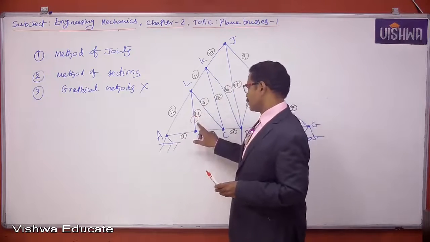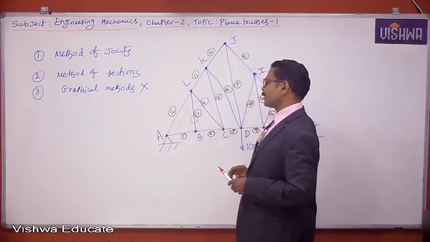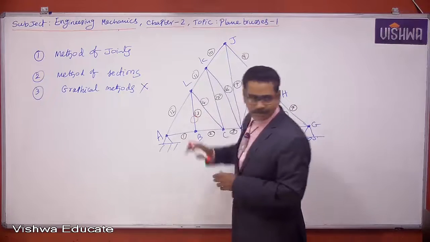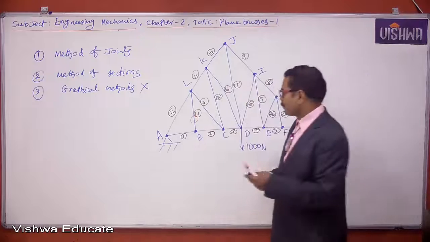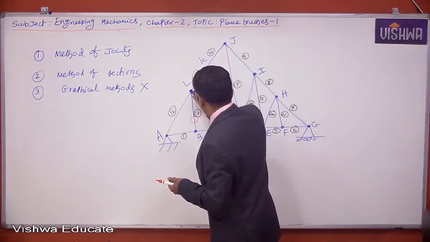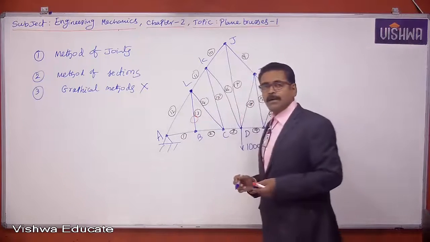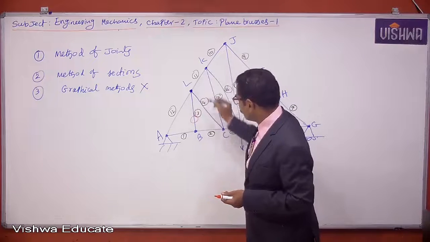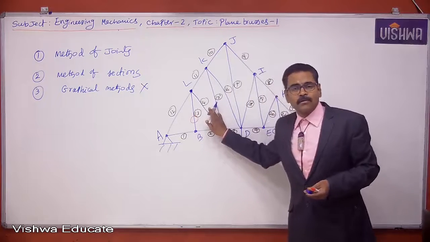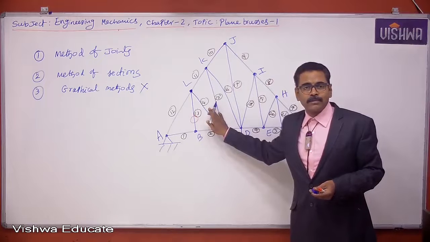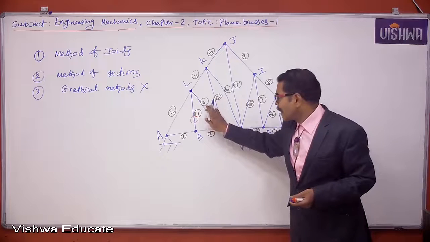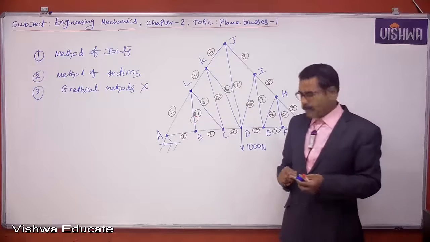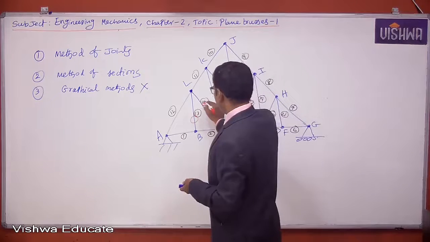If you neglect this, only 3 members are connected at joint L. Out of these 3 members, member 11 and member 12 are collinear. The 14th member is the non-collinear member, and joint L doesn't carry any load. That means the 14th member carries 0 load.